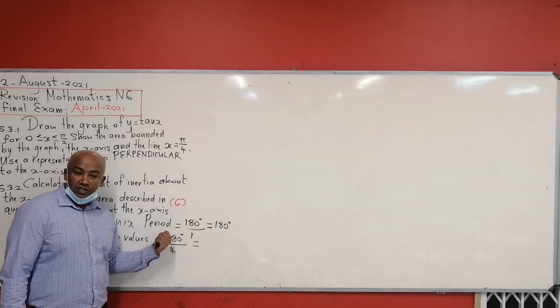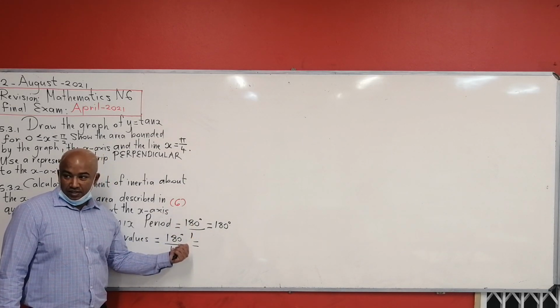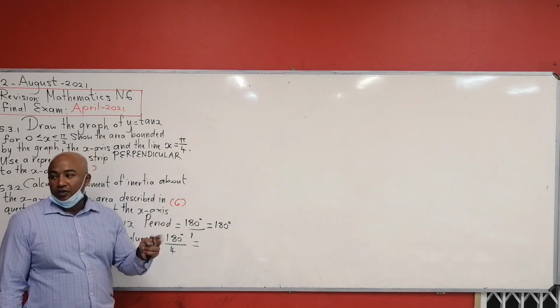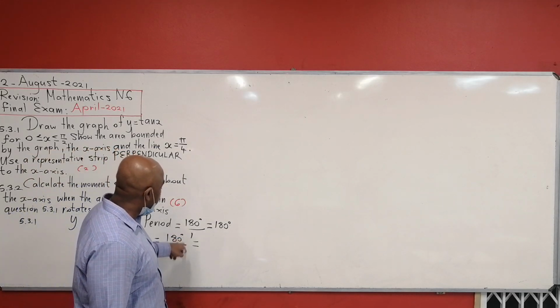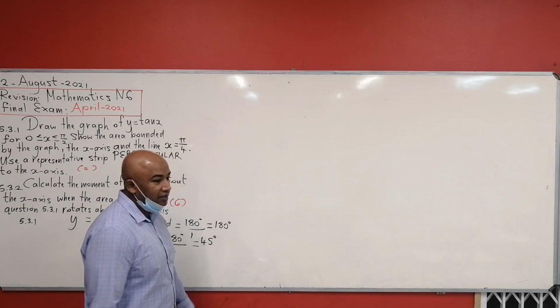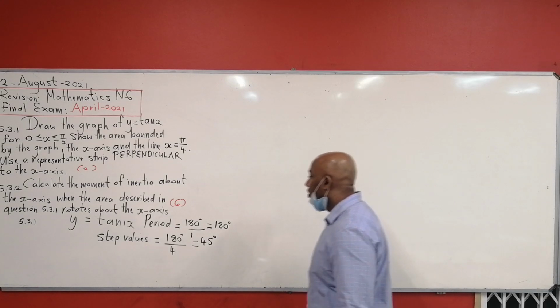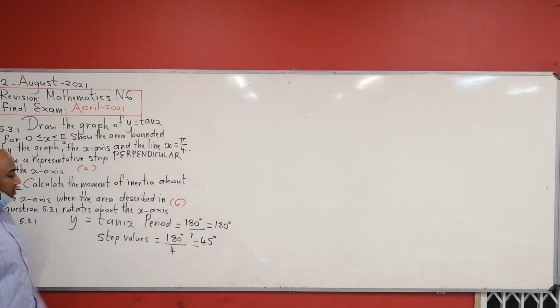Whether it's sine, cos, or tan, our step values will always divide by 4. But the period for tan is 180 divided by the coefficient of x, the frequency here, which is 1. But for sine and cos, it will be 360. Only for tan, it will be 180. So 180 divided by 4 is 45 degrees.